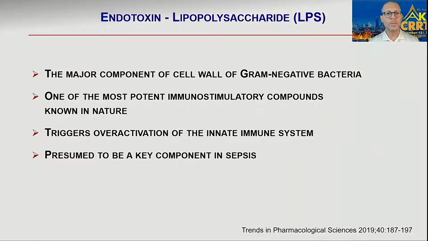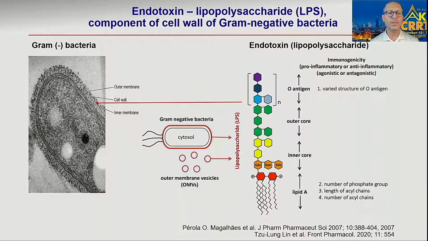Endotoxin is a lipopolysaccharide. It is the major component of the cell wall of gram-negative bacteria. It is one of the most potent immunostimulatory compounds known in nature. It triggers overactivation of the innate immune system, and it is presumed to be a key component in sepsis. Its function is to act as a protective permeability barrier. The release of endotoxins is associated with disintegration of pathogenic bacteria, but also with the natural production of outer membrane vesicles.